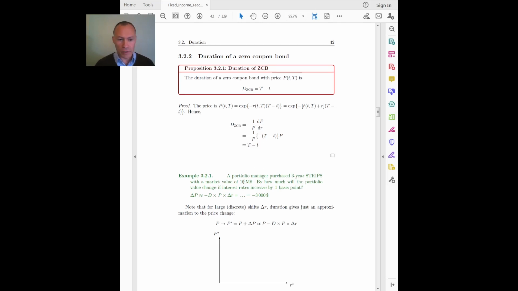So, a quick example. Let's consider a portfolio manager that has a 3-year strip. Recall that a strip is just like a zero coupon bond. So this is a bond that matures 3 years from now and pays no coupons until then. Let's say the market value is $10 million. The question is, by how much will the portfolio value change if interest rates increase by some amount, let's say 1 basis point?